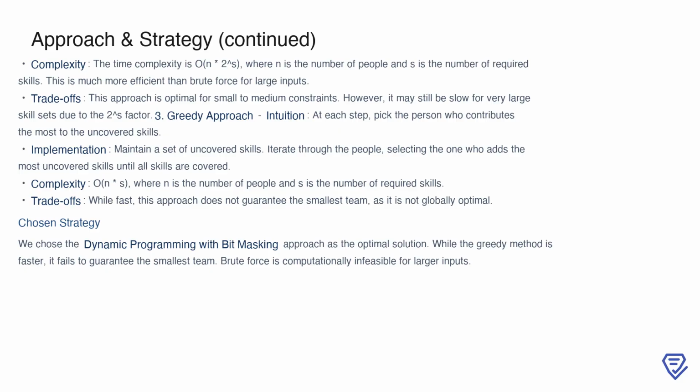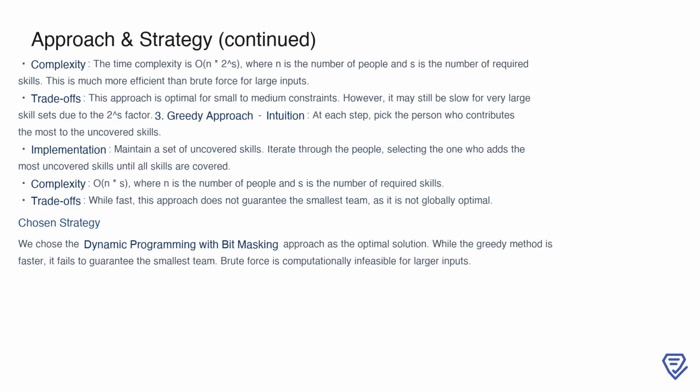Another approach we considered is the greedy method. The intuition here is to iteratively select the person who contributes the most uncovered skills. We maintain a set of uncovered skills and repeatedly choose the individual who fills the largest gap until all skills are covered. This approach has a time complexity of O(n times s), making it faster than both brute force and dynamic programming. However, it lacks global optimality and may not yield the smallest team.